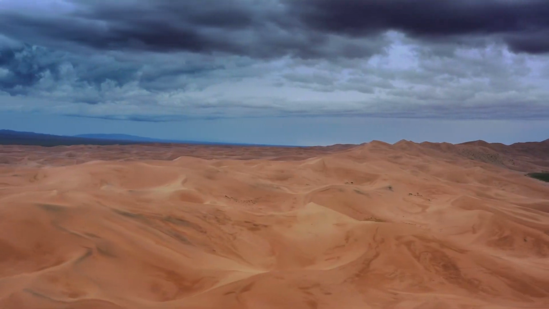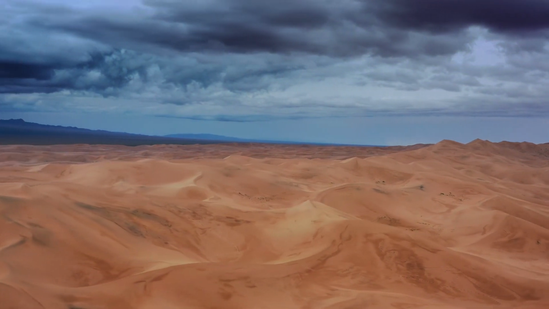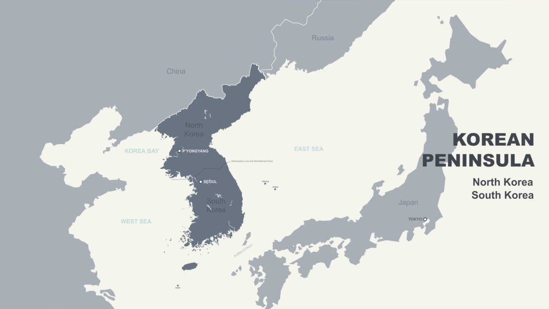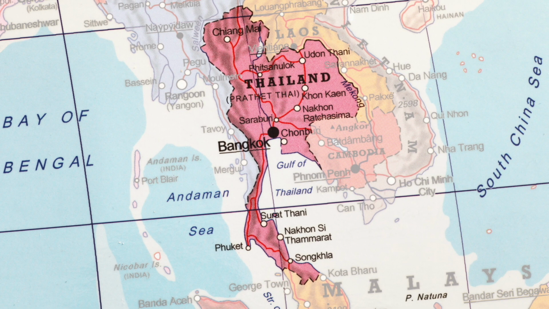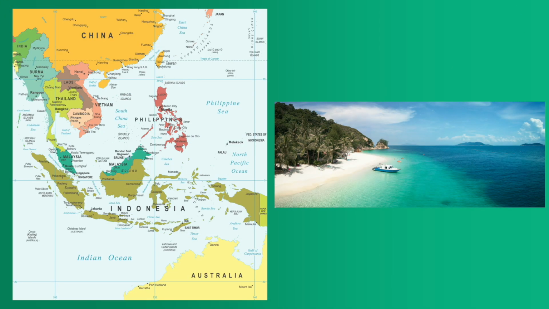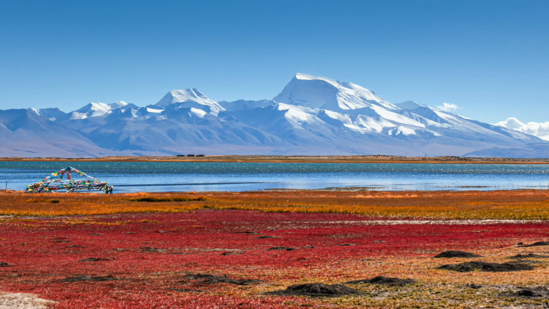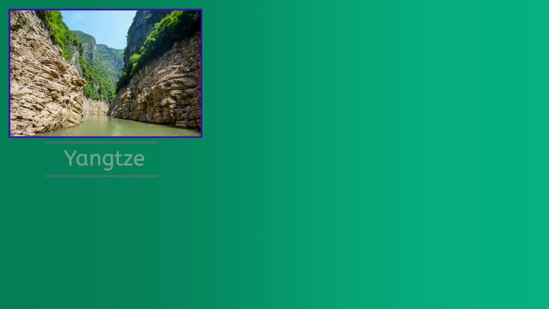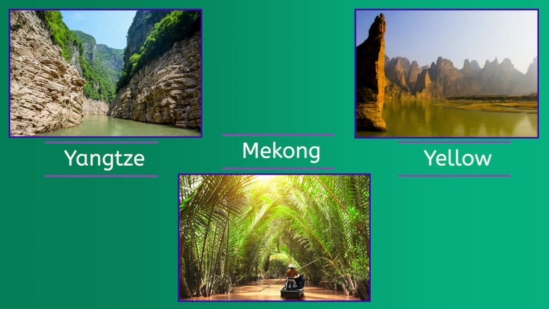Deserts? Yep, the Gobi in Mongolia and China is the 6th largest in the world. Peninsulas? How about the Korean or the Indo-Chinese, home to nations such as Thailand? Islands? Look no further than the nations of Malaysia, Indonesia, and others. Plateaus? In western China, the region of Tibet is both the world's highest and largest plateau. River valleys? Among the most prolific are the Yangtze, the Mekong, and the Yellow.